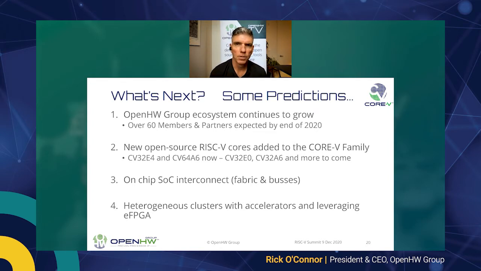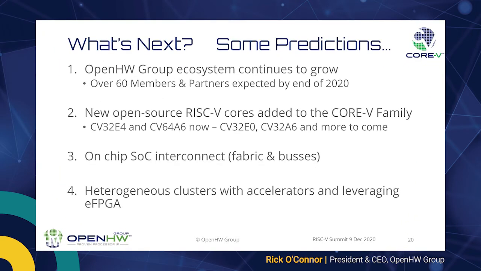Well, here's a few predictions. We'll be well over 60 members and partners by the end of the year. We're just a little over a year old now, so that's some pretty impressive growth. We'll have a number of new cores added to the Core 5 family to flesh out the roadmap of open source RISC V cores. We'll have projects underway for on-chip SoC interconnect, both fabric and bus level work, as well as support for heterogeneous clusters with accelerators built in and leveraging embedded FPGA.